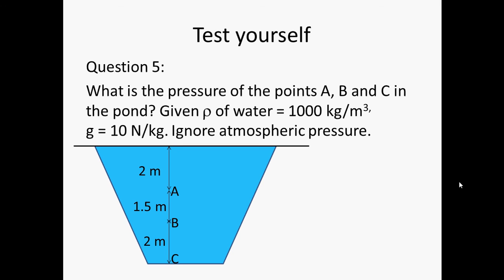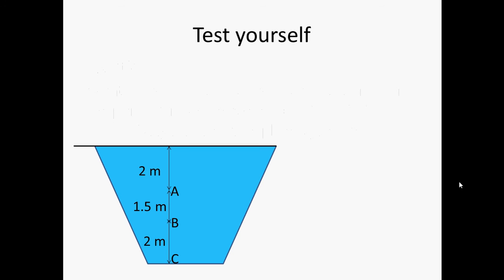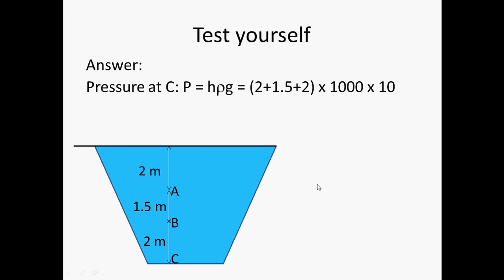Okay, let's look at the answer. So first of all, for point C, if you use the idea of depth, you realize that point C is at a depth of 5.5 meters from the surface. Alright, so that means that your answer will be h rho g, which is 5.5 times 1000 times 10, which gives you 55,000 Pascal. How about point B?